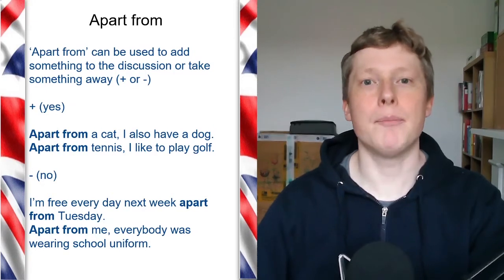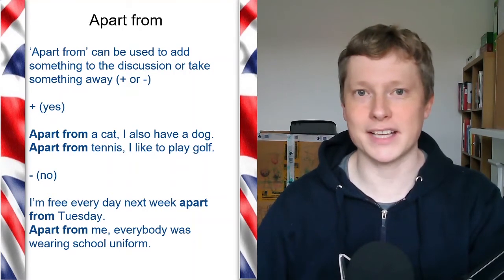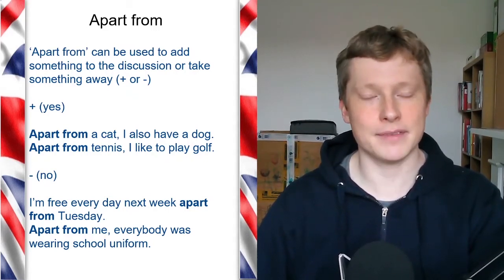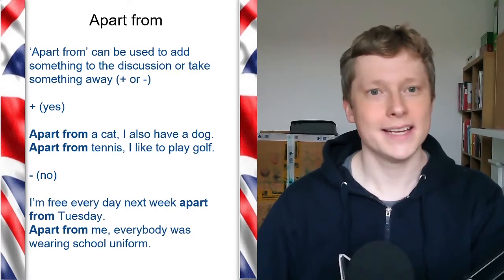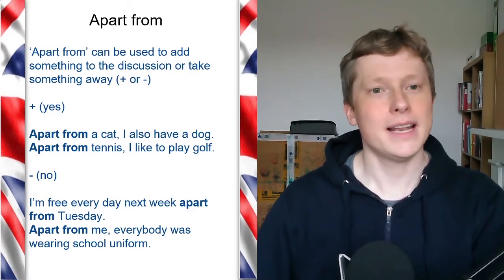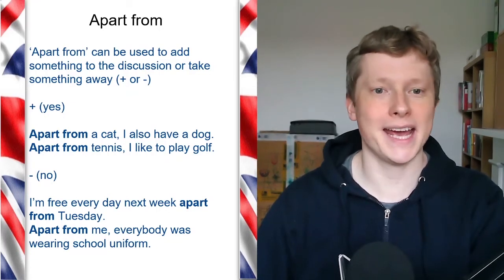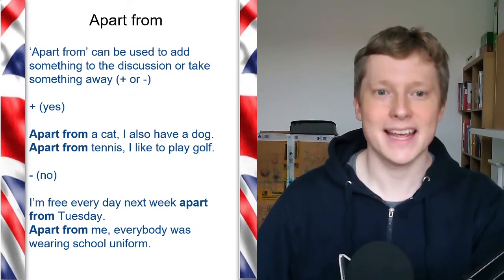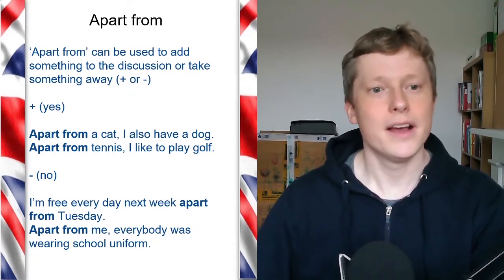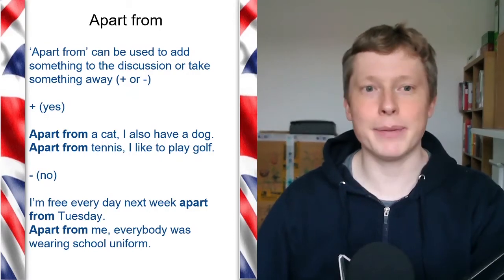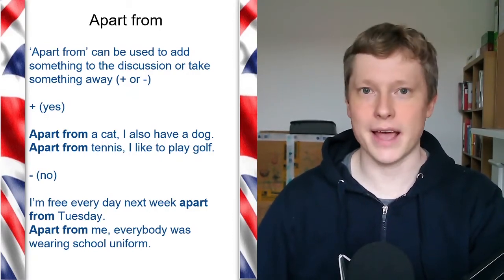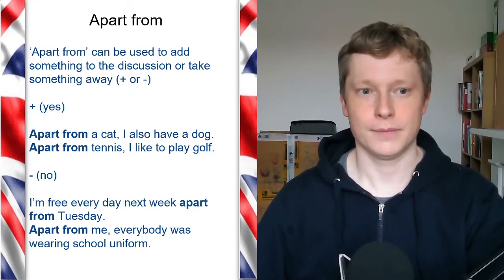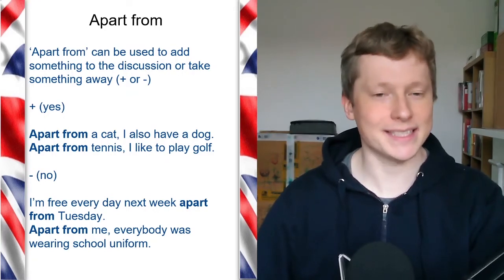Okay, now what about apart from? So apart from is actually a combination of the last two. It can be used to add something to the meaning of the sentence or take something away. Let me give you some examples. Apart from a cat, I also have a dog. This means that I have a cat and I have a dog. Apart from tennis, I like to play golf. This means that you like to play tennis and you like to play golf. So both of them.